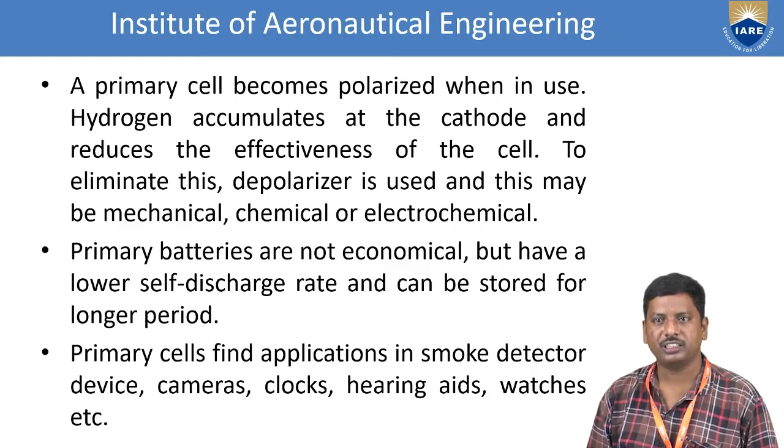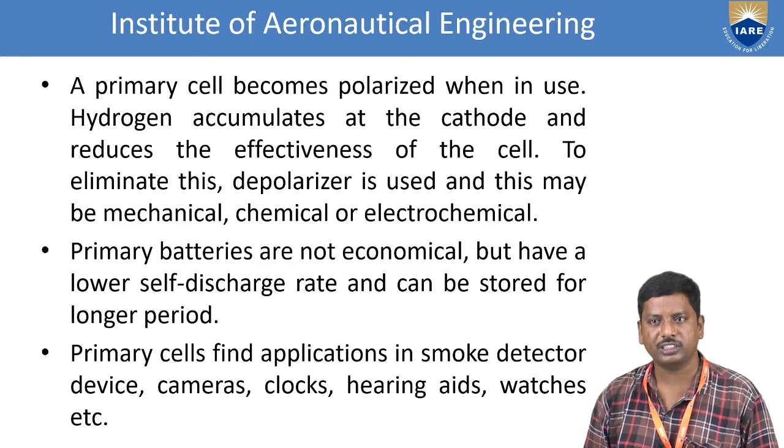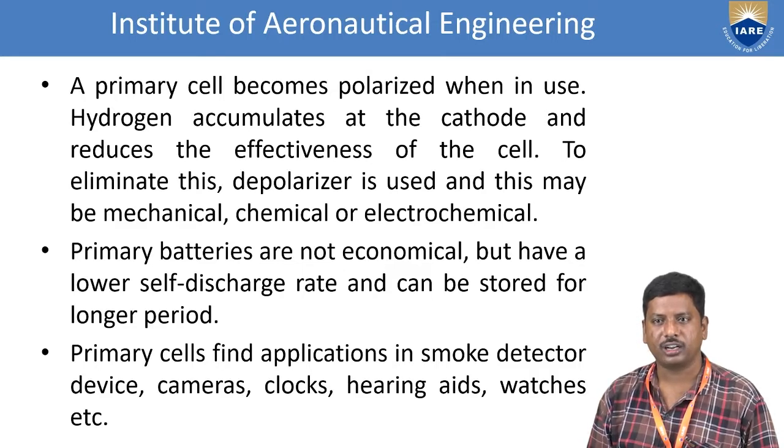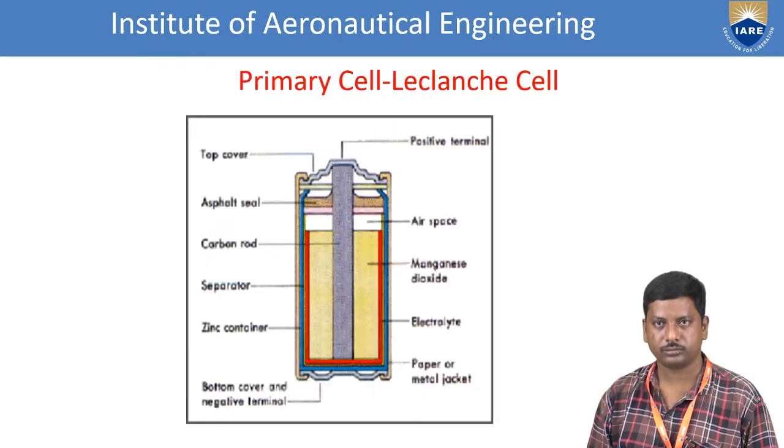Primary batteries are not economical, but they have a low self-discharge rate and can be stored for a longer period. That means primary cells find applications in smoke detector devices, cameras, clocks, hearing aids and watches, etc. So they are mainly useful as domestic purpose batteries. What are the applications of the domestic purpose? Smoke detector devices, cameras, clocks, hearing aids and watches, etc.